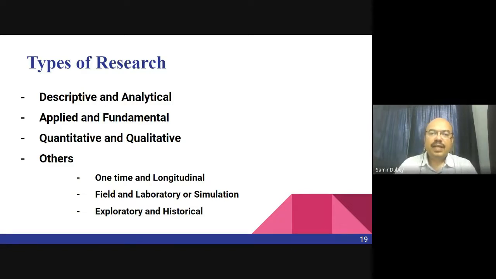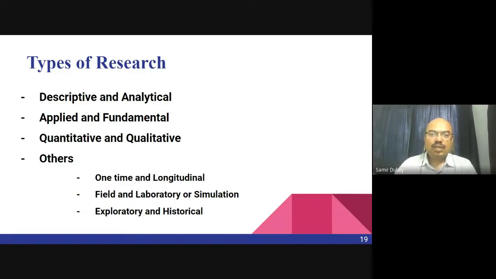Then the second one is applied and fundamental research. Applied research aims at finding a solution for an immediate problem being faced by a society, an individual or a business organization, whereas fundamental research is mainly concerned with generalization and with the formulation of a theory. That is what is known as fundamental research. Let us take an example. Making the aeroplane is fundamental research, and how to fly an aeroplane is applied research.